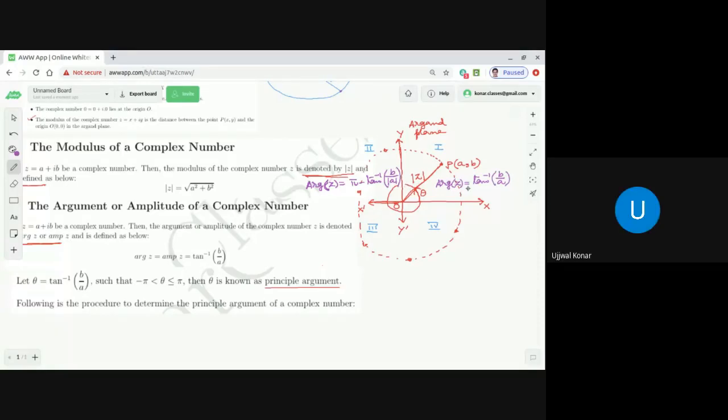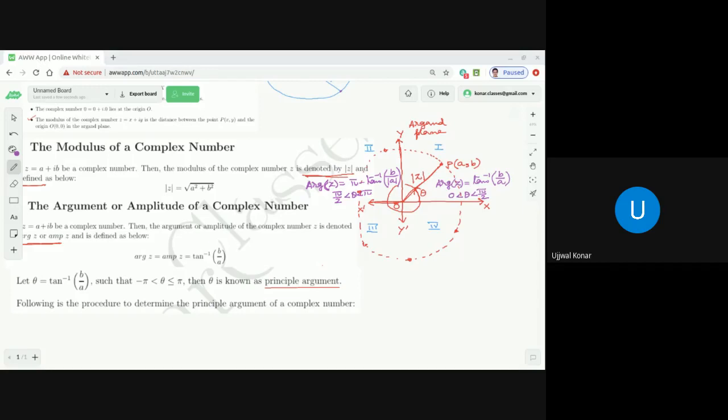So if you look into the first quadrant, how is theta varying? Theta is in between 0 to pi by 2, that is 0 less than theta less than pi by 2. Correct, no, dear students? In the second quadrant, theta is in between pi by 2 to pi, so pi by 2 less than theta less than pi. Correct or not? Now in the third quadrant, what do we get?